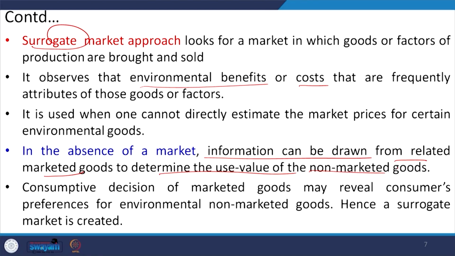So, here we just want to highlight that this decision on which one is to be consumed, this behavior on which goods and which services are to be consumed, reveals the consumer's preferences for this typical environmental non-marketed good. That is why, in this way, a kind of market is created which is known as the surrogate market here.